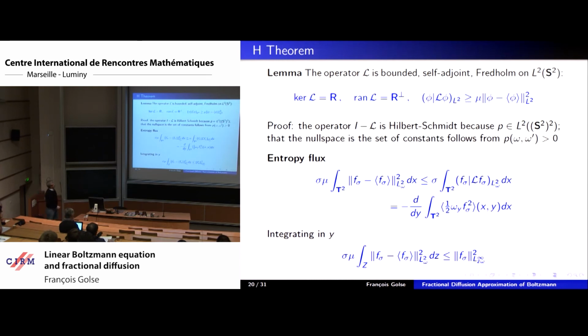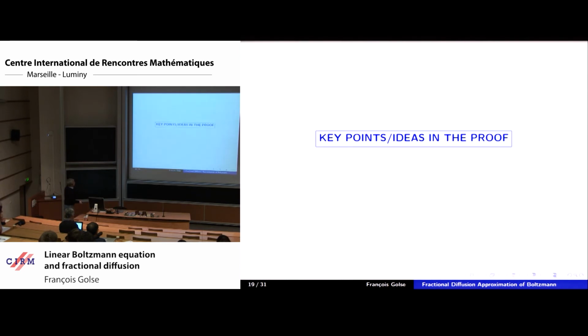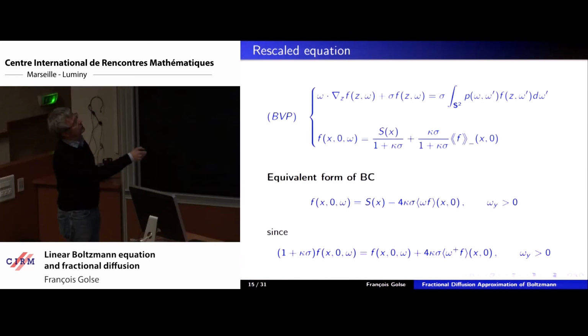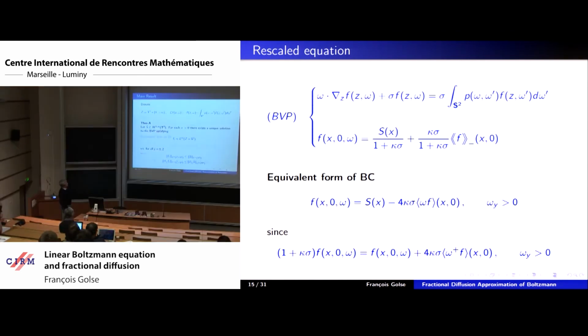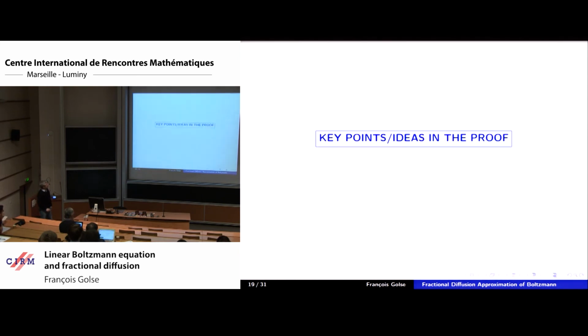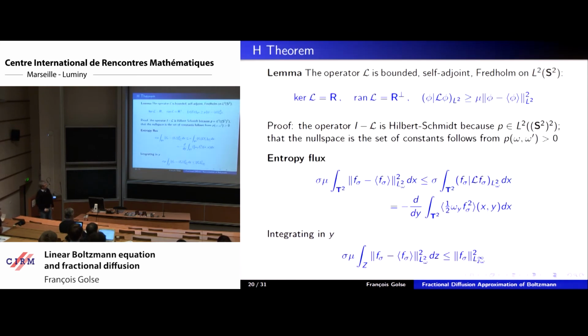Okay, once you have this, you return to the linear Boltzmann equation. You multiply both sides of that linear Boltzmann equation by f. You integrate, you apply a Green formula to take the boundary condition into account. And that essentially tells you that the entropy production is bounded below because of that bound. It's bounded below by something of this type, right?